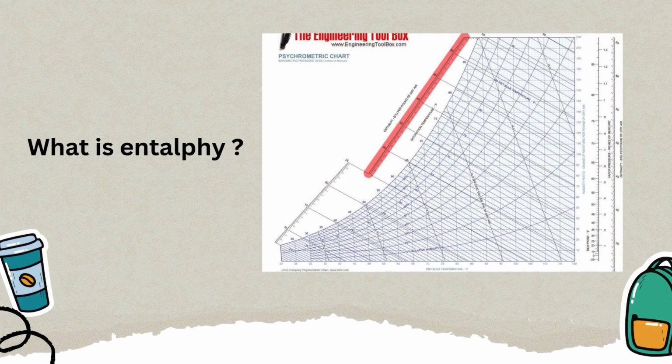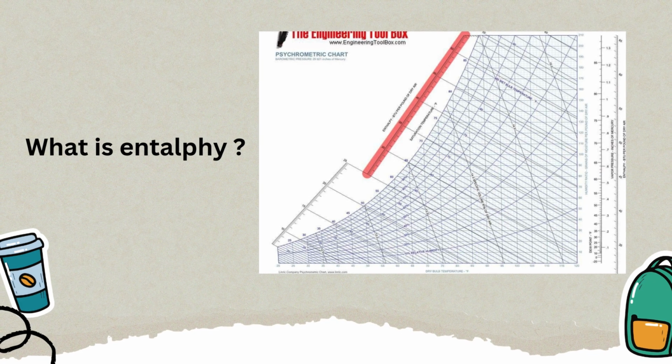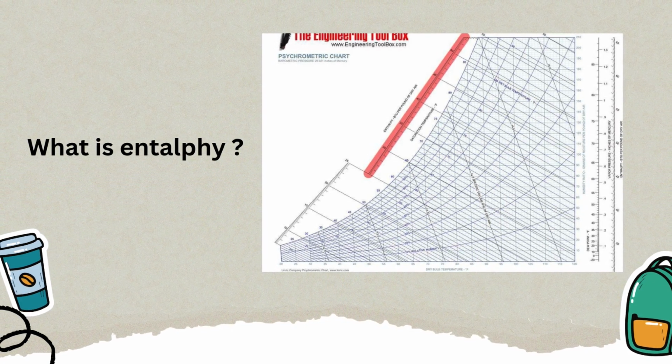Next, enthalpy. Enthalpy is a thermodynamic property that represents the total heat content of a system. It is the sum of a system's internal energy and the product of its pressure and volume. Enthalpy is commonly symbolized by H and plays a crucial role in describing energy change in chemical reactions and phase transitions. The change in enthalpy indicates whether a process absorbs or releases heat under constant pressure.